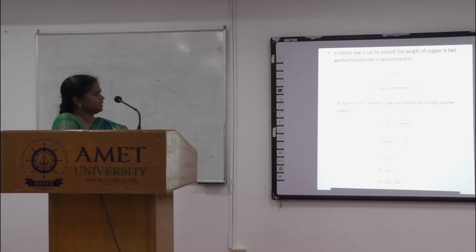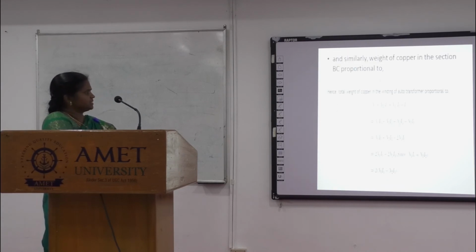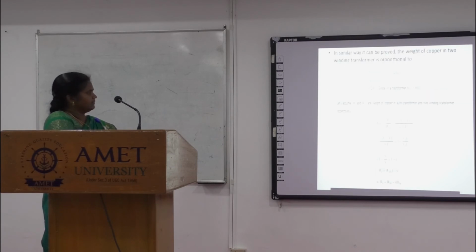Let us assume W_A and W_TW are the weight of the copper in the auto transformer and the two-winding transformer respectively. Hence, dividing the previous two equations, W_A is the weight of the auto transformer and W_TW is the weight of the two-winding transformer. Here we are dividing both: W_A by W_TW equals 2 N1 I1 minus 2 times N2 I1, divided by 2 N1 I1.